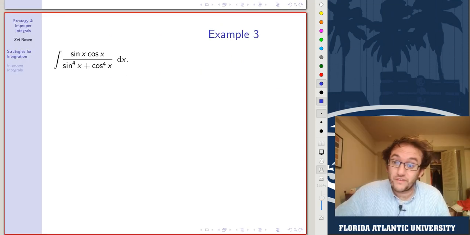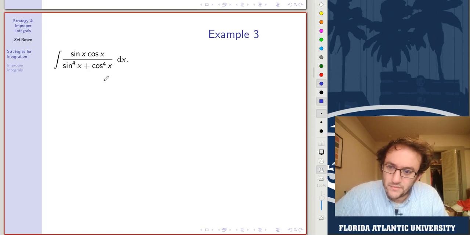We'll do one final example. This is the integral of sine x cosine x divided by sine to the fourth x plus cosine to the fourth x dx. Okay, so there's a very trig flavor to this integral, so we're going to try to use some trig identities.